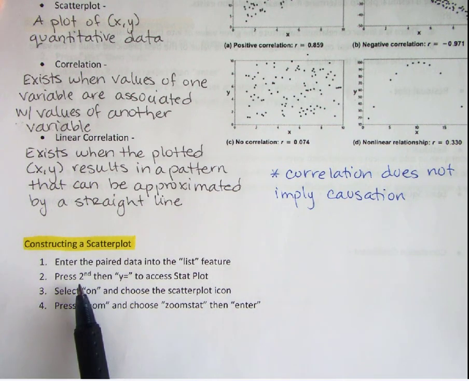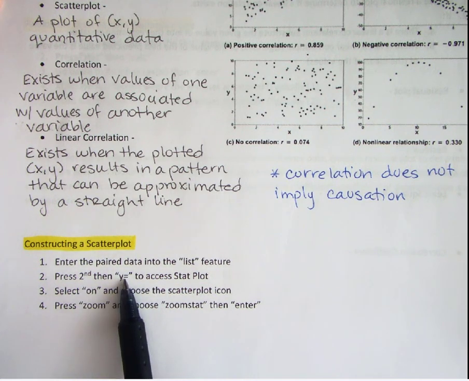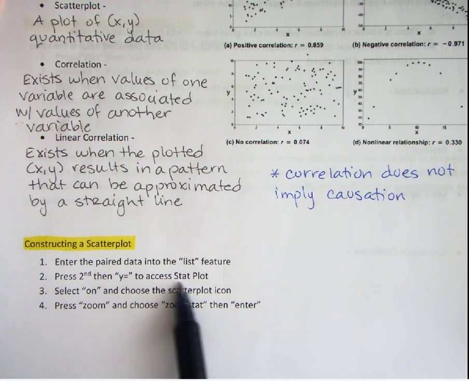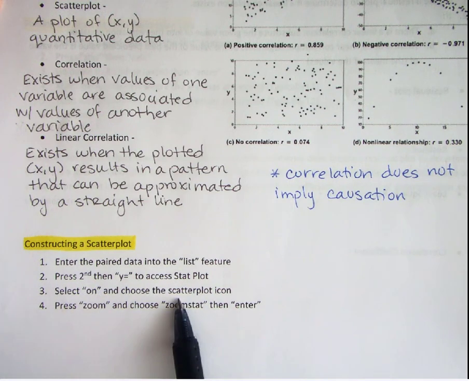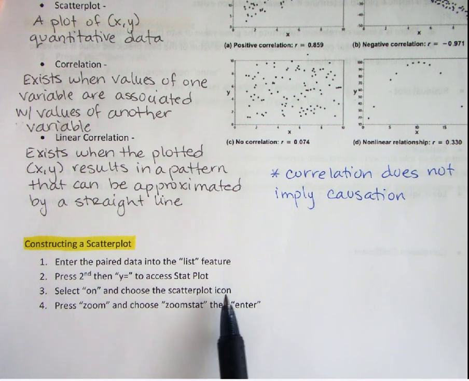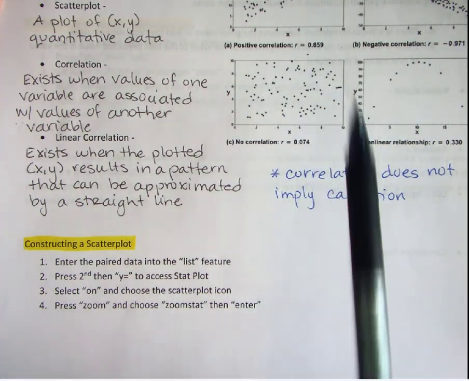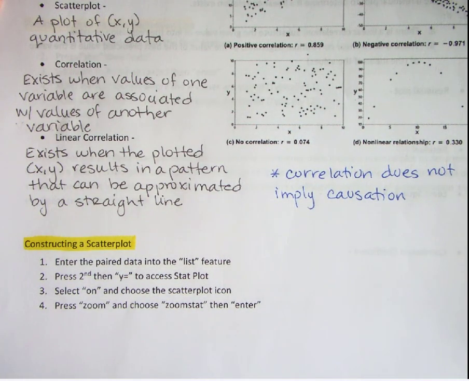From there, we are going to then create the scatterplot on our graphing calculator by pressing the second and Y equals. This will then allow us to access the stat plot feature. You will then need to turn on the stat plot and choose the scatterplot icon, which will plot our picture similar to one of these pictures here on the right.